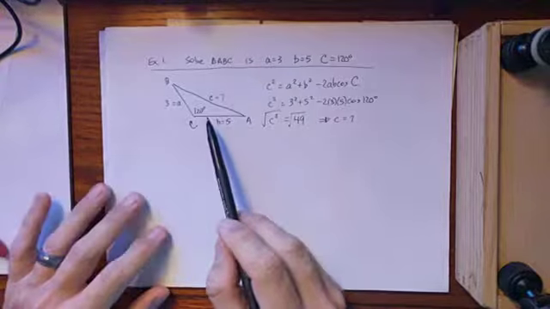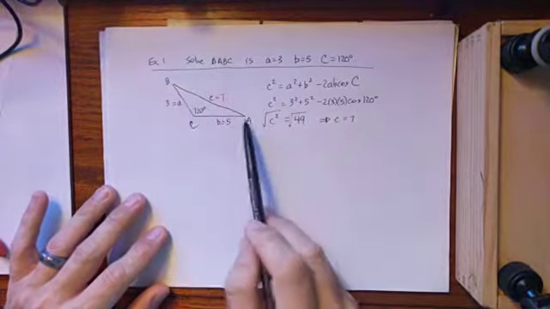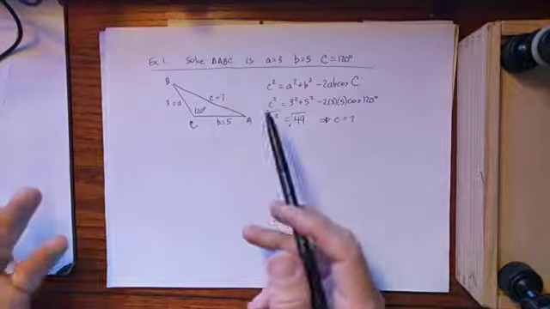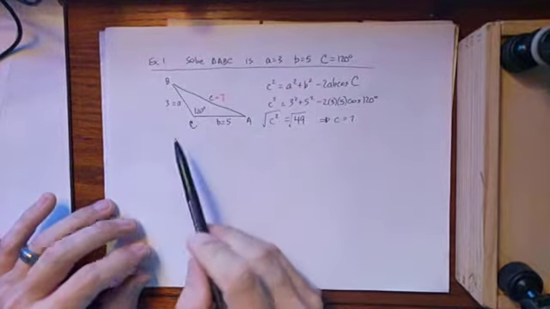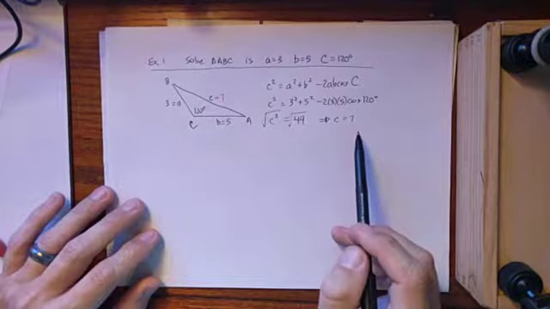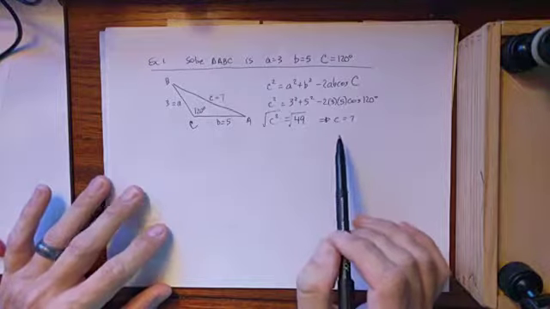So the good news about this triangle is that since I already have an obtuse angle, it's impossible to have another obtuse angle. Otherwise, I'd have more than 180 degrees. So if this is obtuse, you can use the law of sines. And that's easier than what we did here, okay?